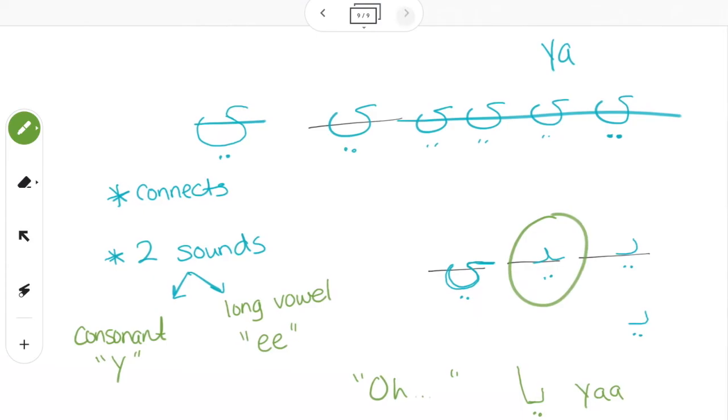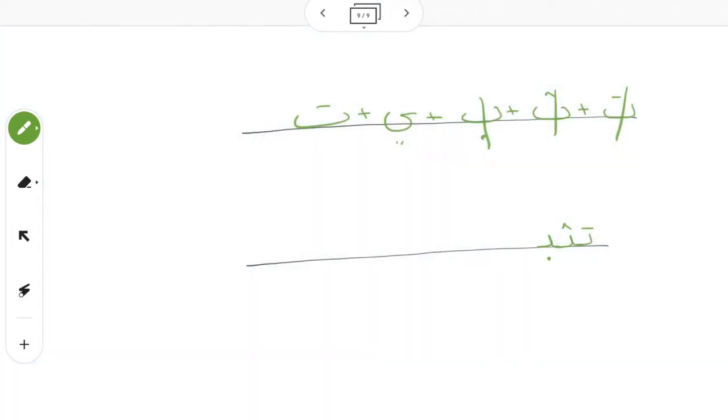This is the number one mistake students make. They always want to draw the whole ya out. It's medial here, so it's going to take the same shape, but two dots underneath. And then you have the final ta. It's going to take its full form.